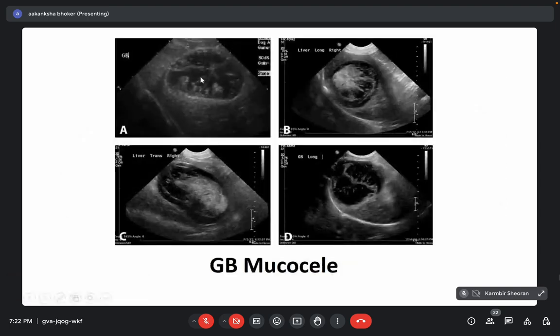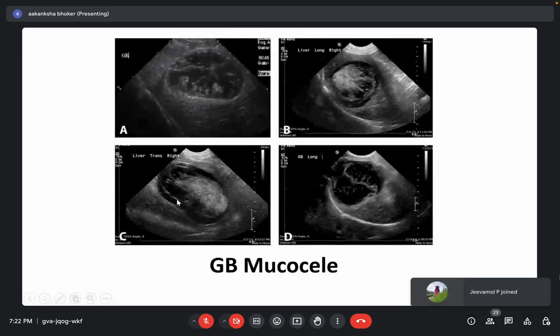And these are gallbladder mucocele. These mucocele have a very characteristic kiwi fruit appearance. You can see these multiple striations like this, like this. So this is a typical image of mucocele. And here you can see this is again very characteristic.